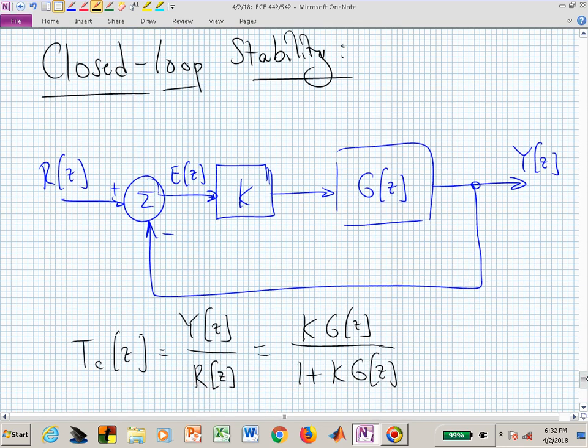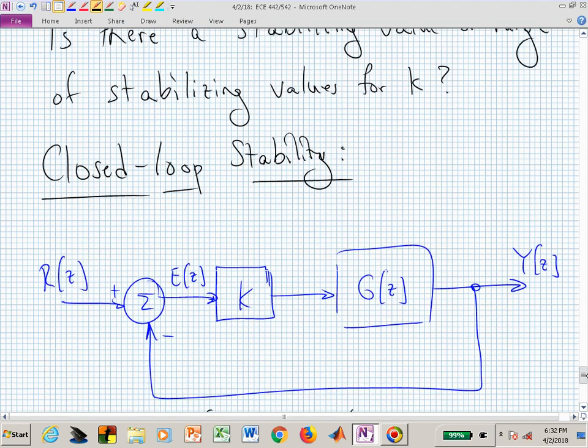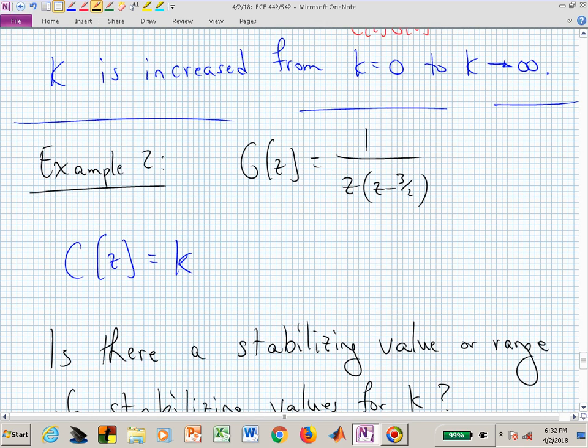For stability, I want to know, is there a value of K or range of K that will allow both of those poles to be inside the unit circle? You know where the 2 poles are starting. One starting at the origin, that's okay. One starting at 3/2. Do they just go away from each other? Do they kind of feel like they want to come together? What's this dynamic between these poles? Well, that's determined by this characteristic equation, 1 plus KG of Z equaling 0.